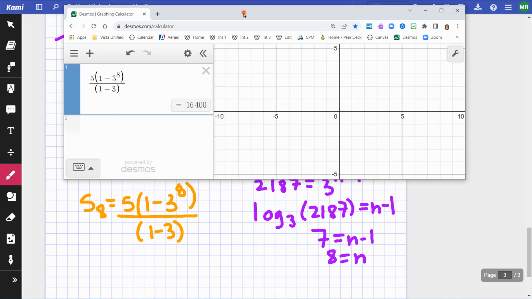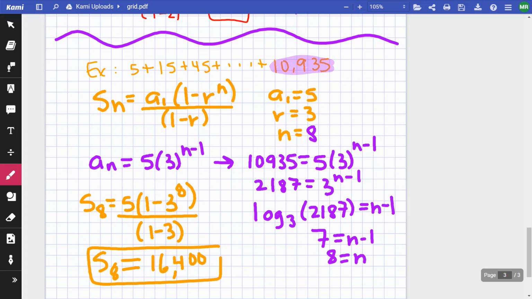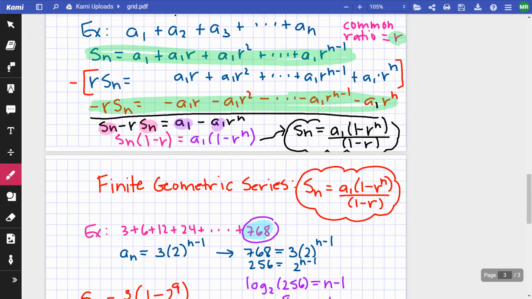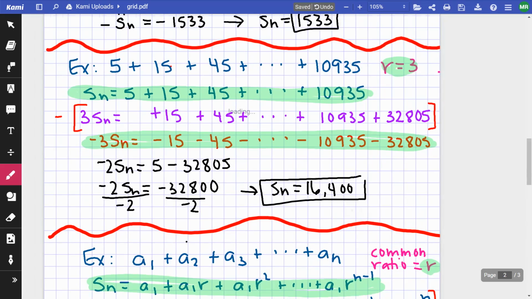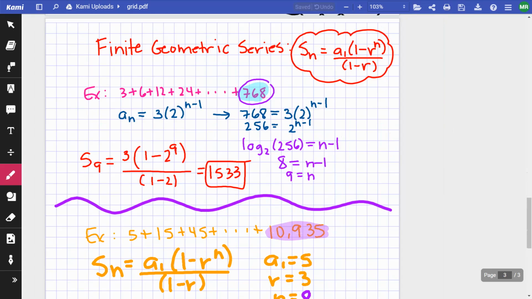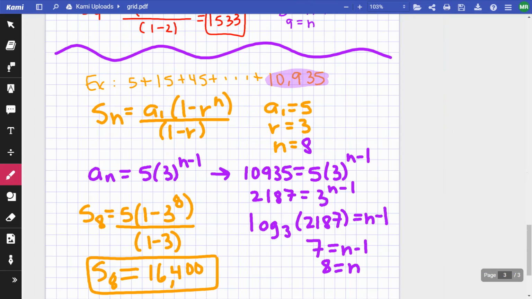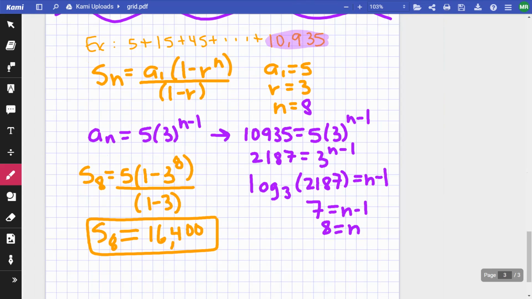And I get 16,400. So S sub 8 is going to be equal to 16,400, which was the same answer that we got here. Okay. Now, next time we're in class, we're going to be practicing doing these, and we're going to learn about infinite sequences, or sorry, series.